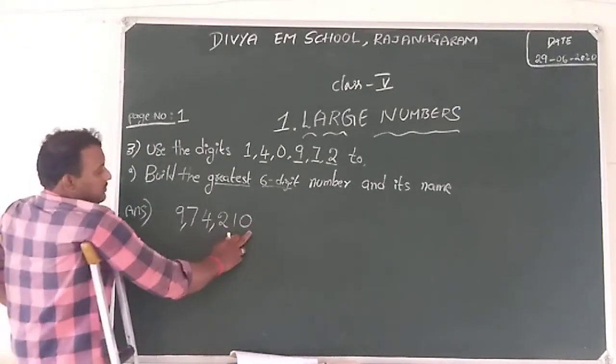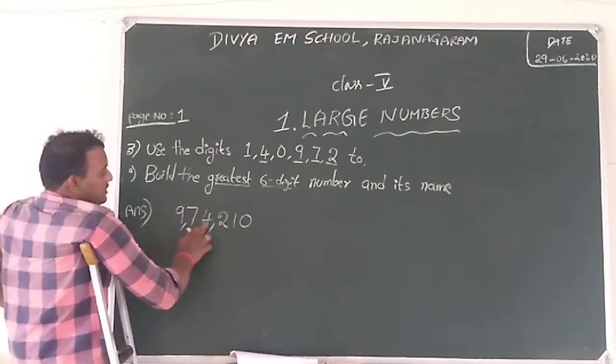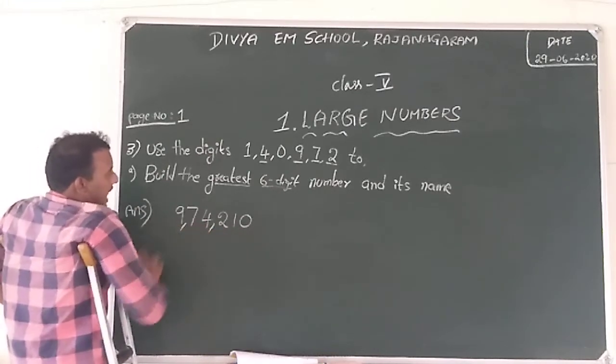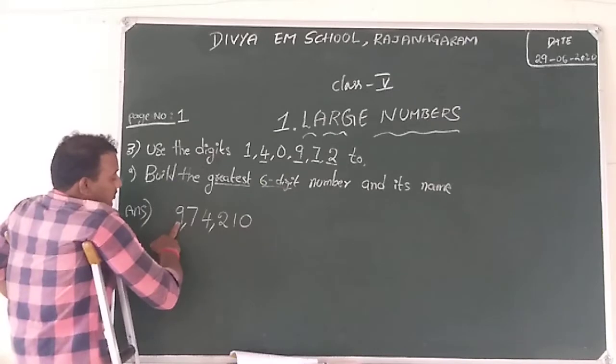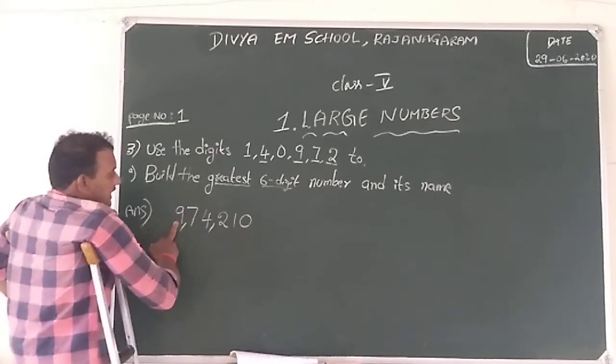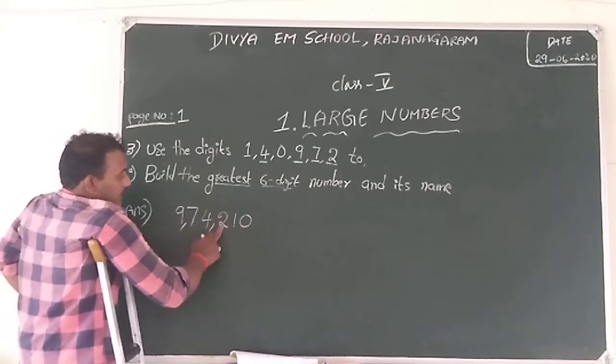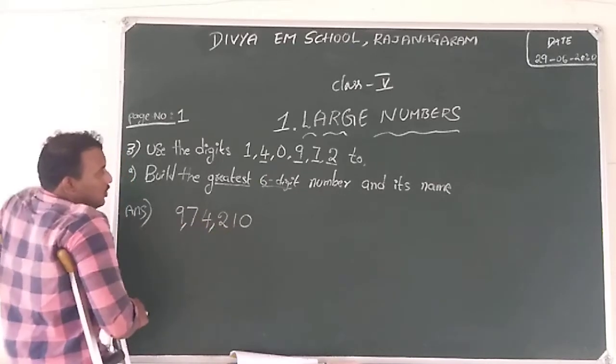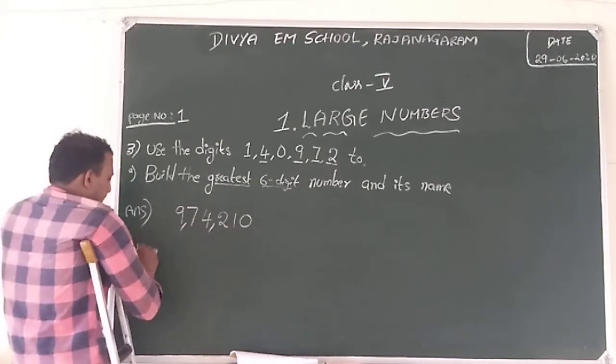I am repeating again. So please observe: ones, tens, hundreds, thousands, ten thousands, lakhs. So in the lakhs place we are having 9. So this is 9,74,210. So let's write the number name here. 9 lakhs.